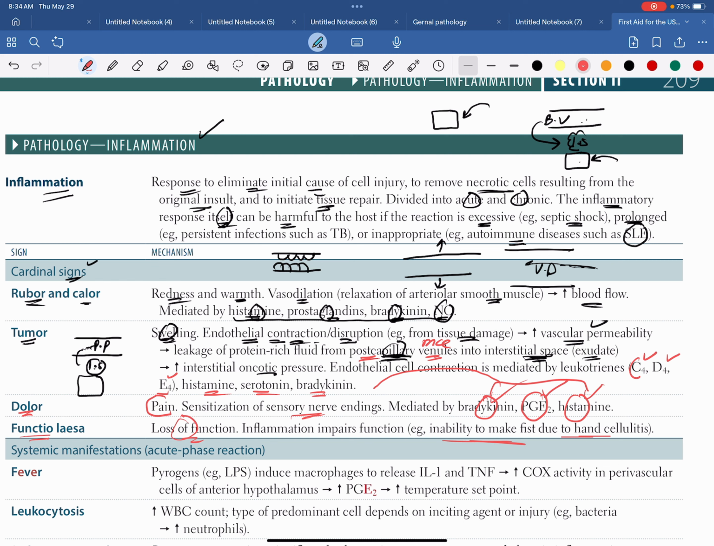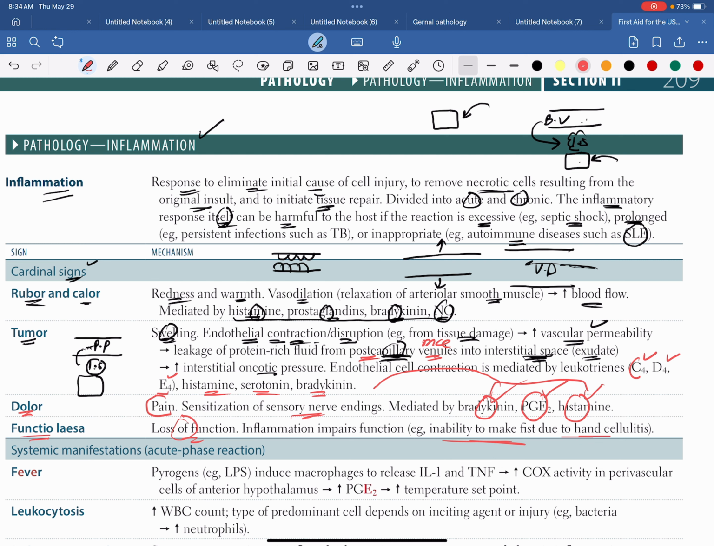So basically it is the inflammation that leads to impaired function of that part of the body. It is only because of inflammation. It is not like a disability or any other thing. It is just the inflammatory response. It is just the cardinal sign of inflammation. So these are the important cardinal signs of inflammation.